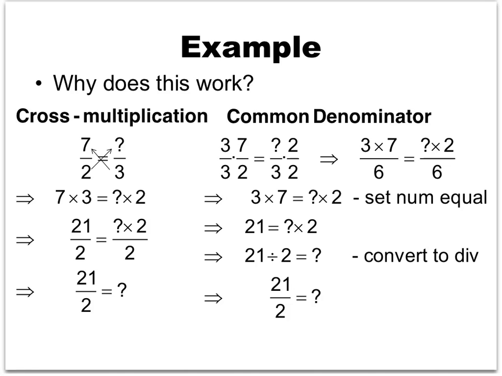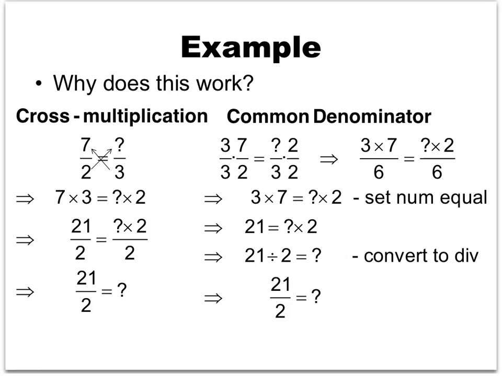Now in the second approach, where we got a common denominator, we took this original proportion here, multiplied by 3 over 3 on the left, and 2 over 2 on the right, and we got this equation, and then we set the numerators equal to each other, did the arithmetic on the left, and then to solve for the unknown, we converted from multiplication over to division, and then we converted basically from division over to a fraction.